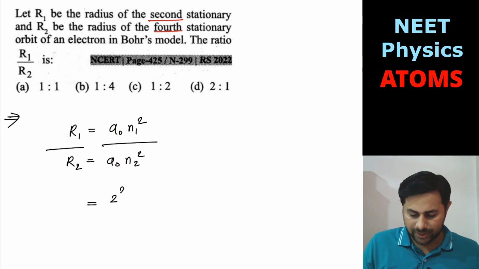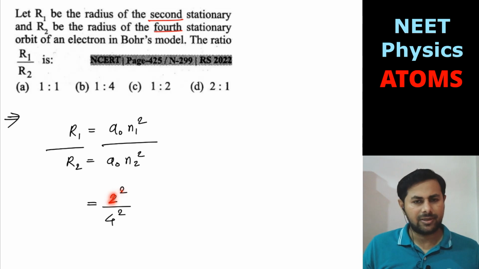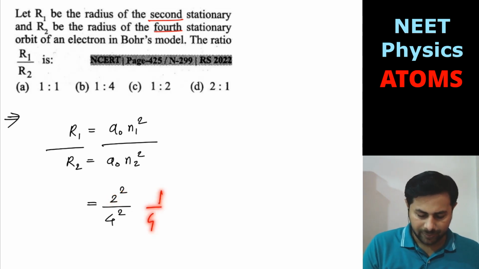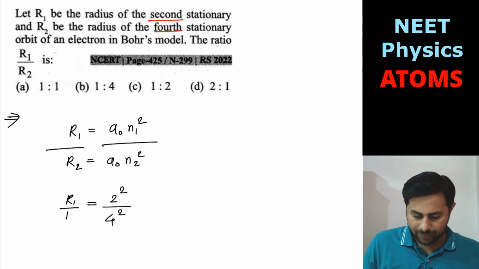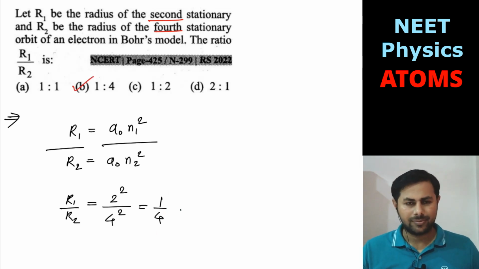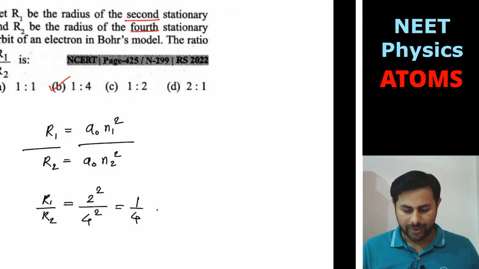So this is second stationary and this is fourth stationary. So 2 square divided by 4 square. So that's 1 by 4, right? That is just equal to 1 by 4. So it's option B. Okay, very simple. Right? Yes, no? Okay, good.